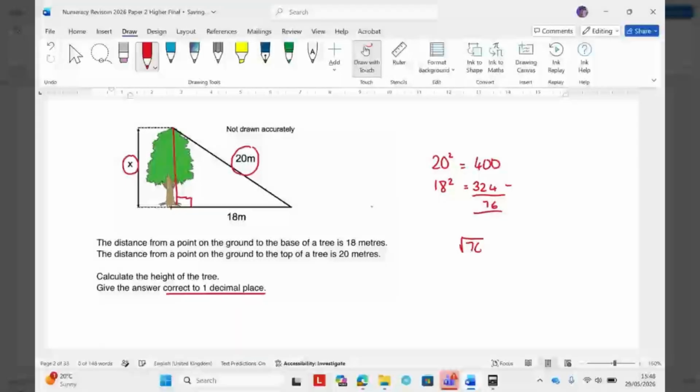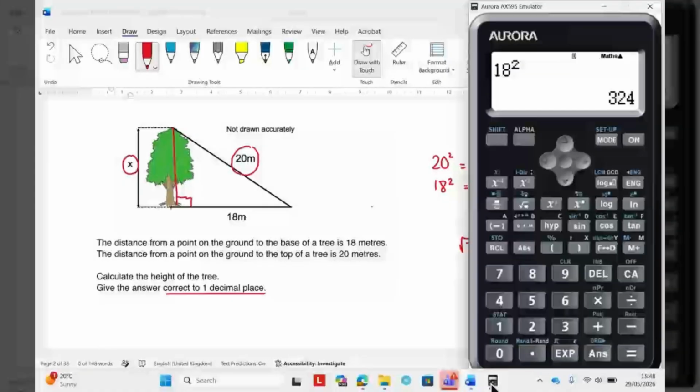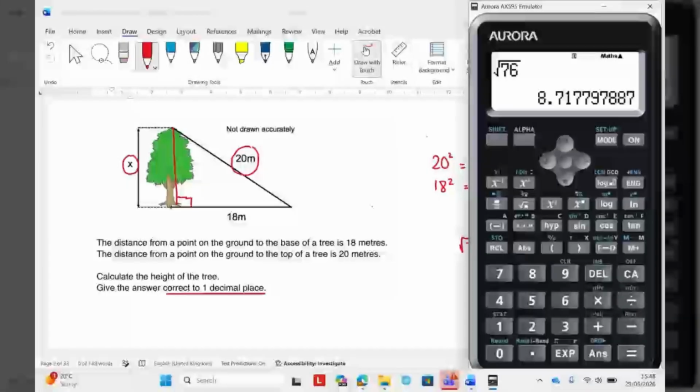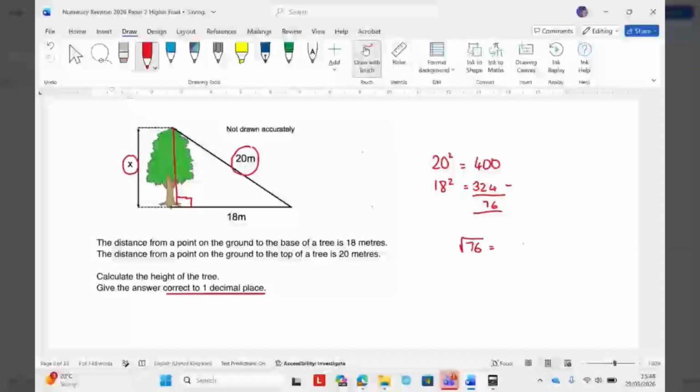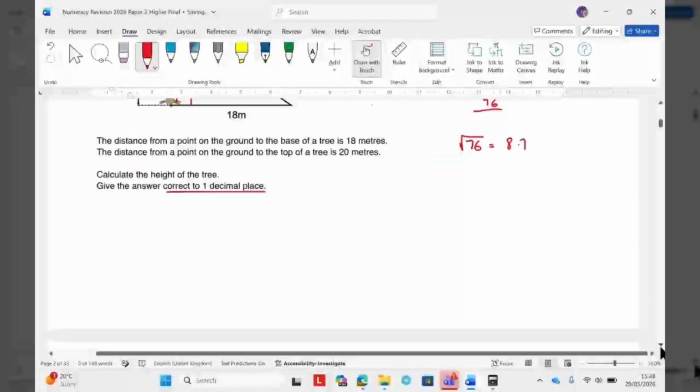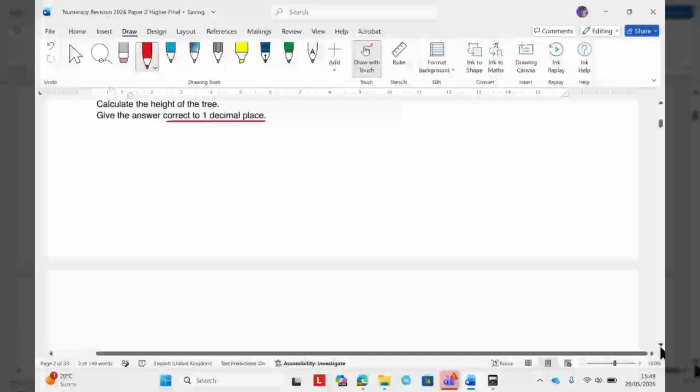And the chances are we're in a calculator paper, so they're not going to say leave your answer as a square root or simplify. In this, we're going to actually do that. So again, FD to that, so 8.7 to 1 decimal place. And just keep an eye out for Pythagoras. It will be in there, always in paper 2s.